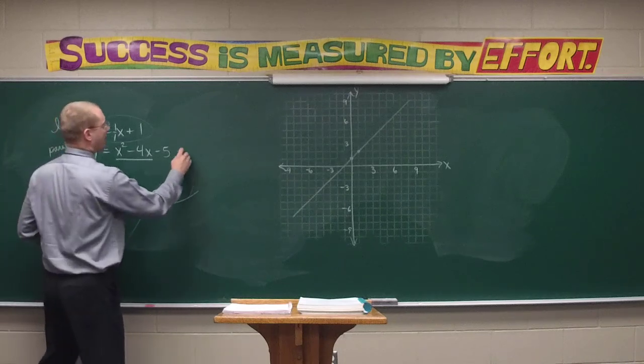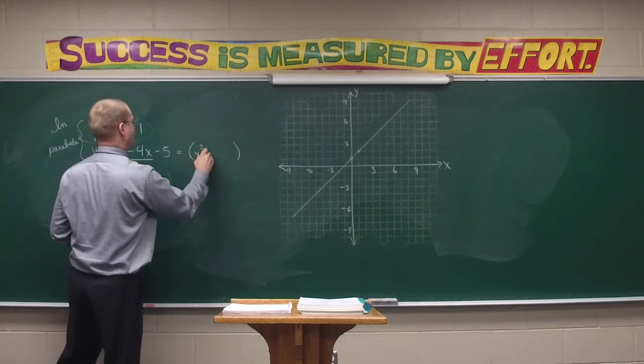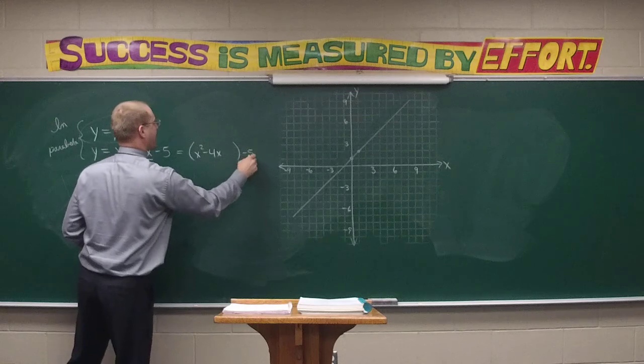That sound familiar? All right, so I can group the x squared minus 4x and then leave the negative 5 out in the cold.